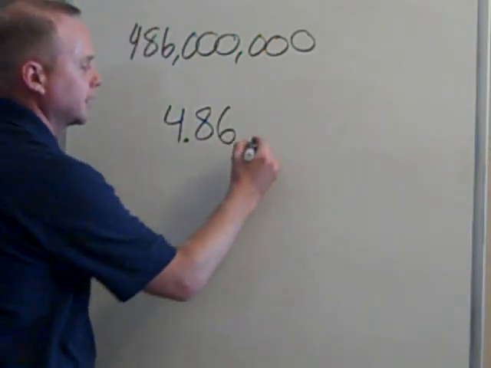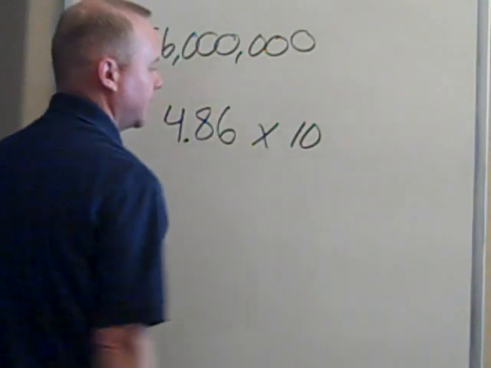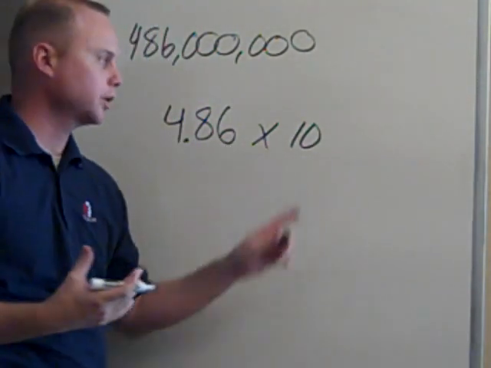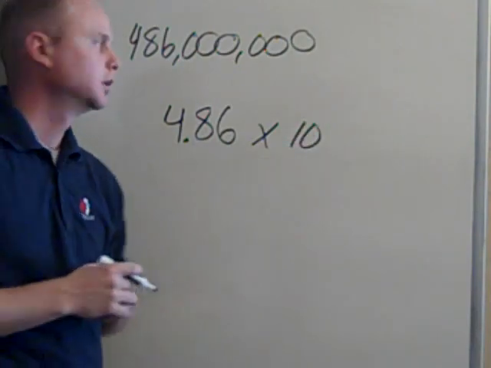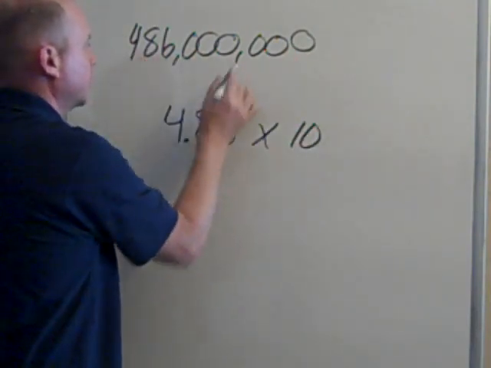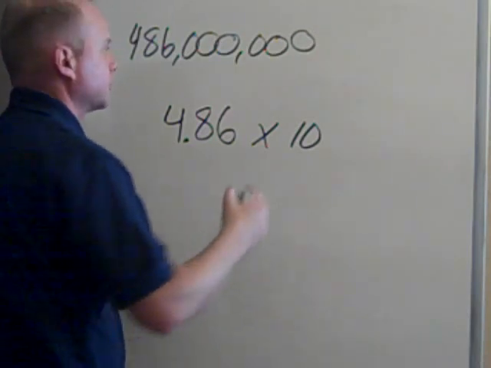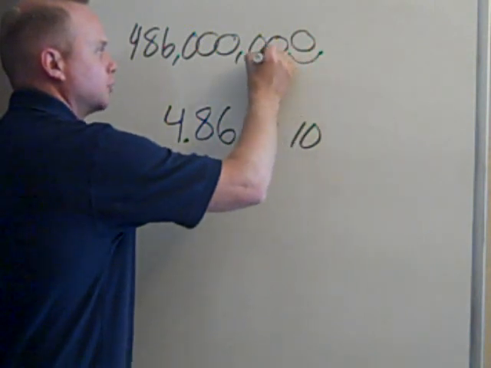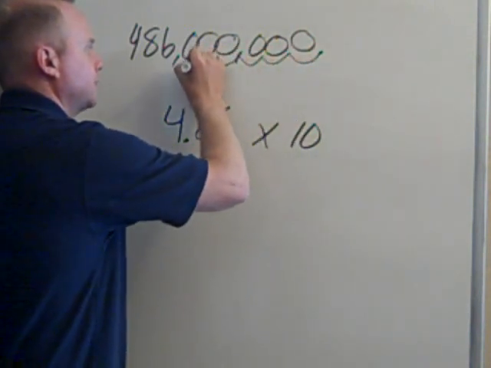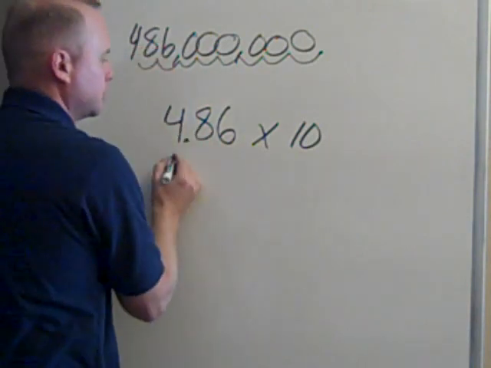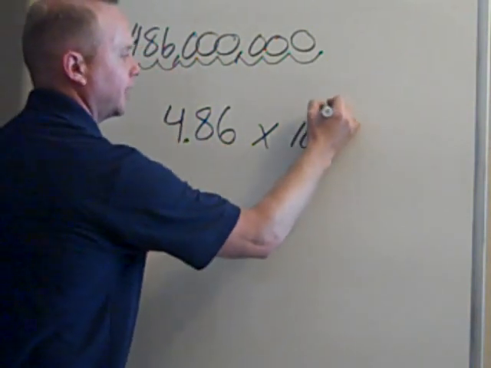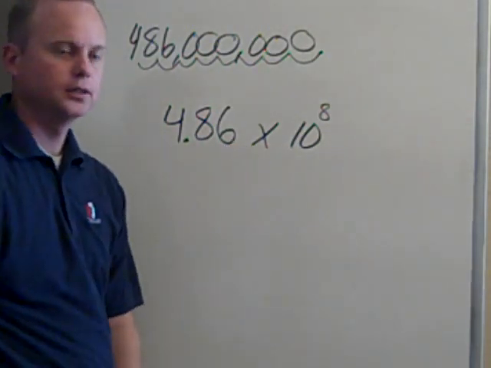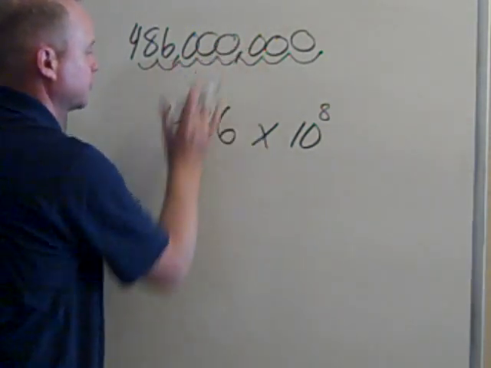So I'm writing this 4.86 times, and we always do it times 10. Now, on this one, if the number is larger than 1, it's going to be a positive exponent. This one is larger than 1 because it's 486 million. That's a lot larger than 1. And here's your original decimal. I'm going to count how many spaces I move it over. 1, 2, 3, 4, 5, 6, 7, 8. So this one will be 4.86, and then I write that 8 right here. So the answer on this one will be 4.86 times 10 to the 8th power. That's how it is in scientific notation. This was the original number.